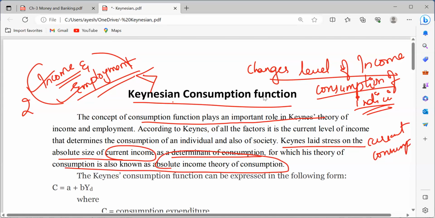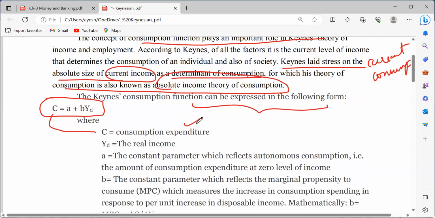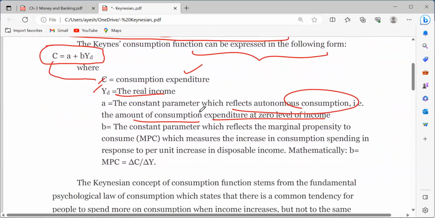So he has brought this consumption function, and he has one formula also. In mathematical form, he has expressed consumption as C = A + B YD. C stands for the expenditure that a consumer spends. YD is the real income of a person. A reflects autonomous consumption, that is, the amount of consumption expenditure at the zero level of income. And B is the constant parameter which reflects the marginal propensity to consume.